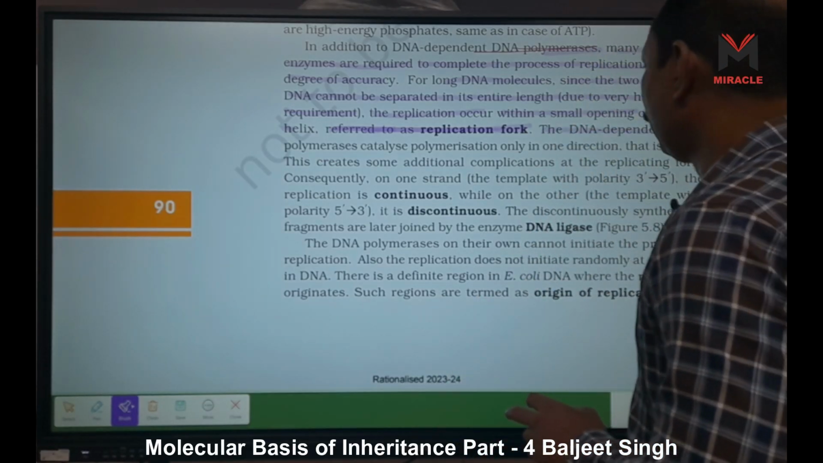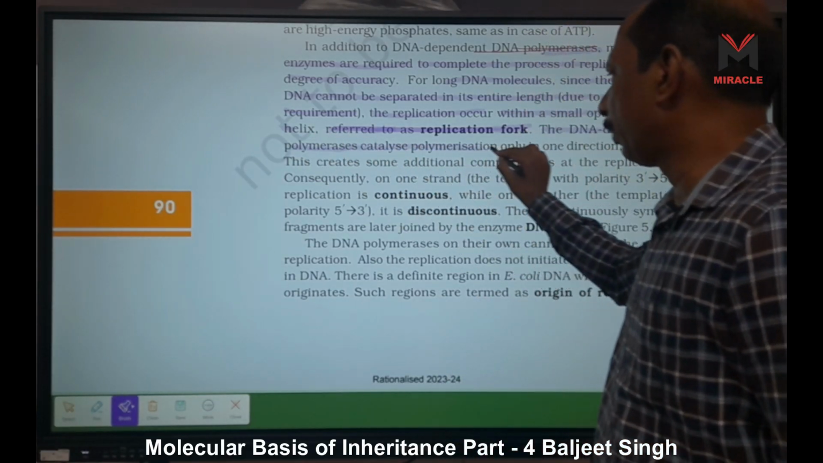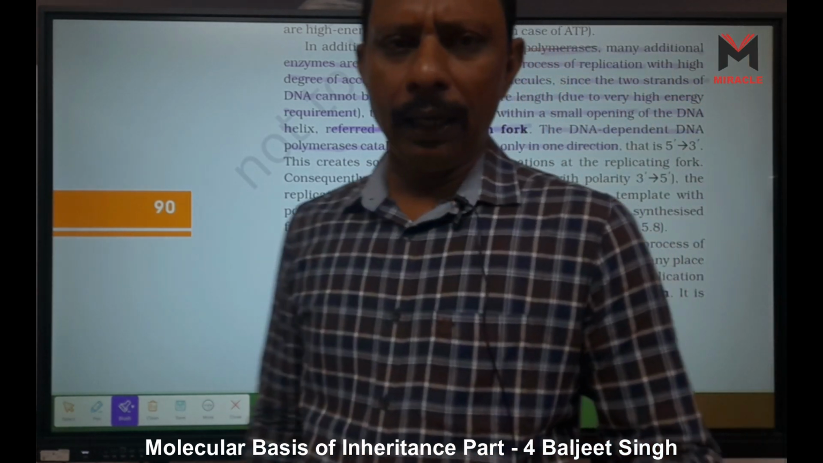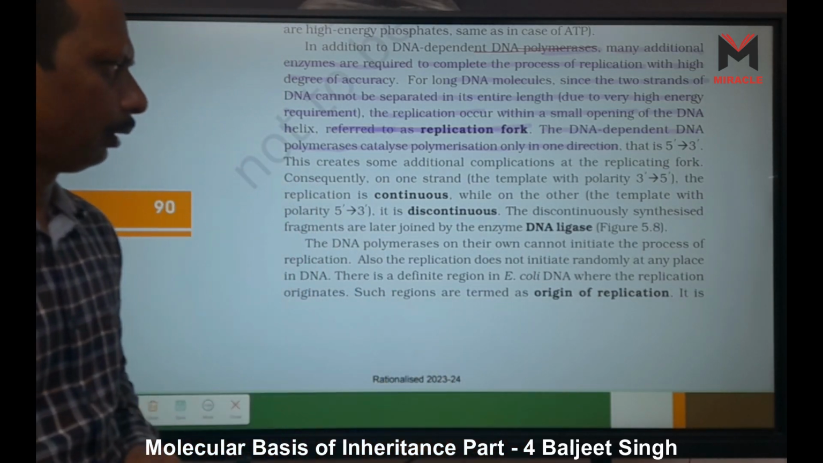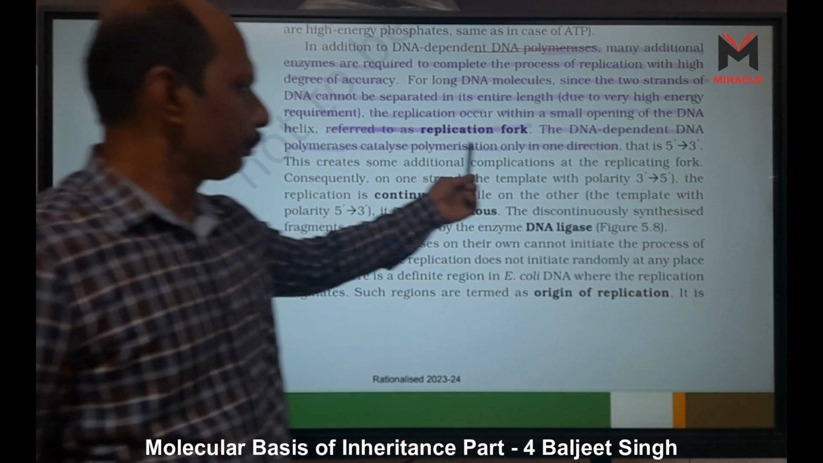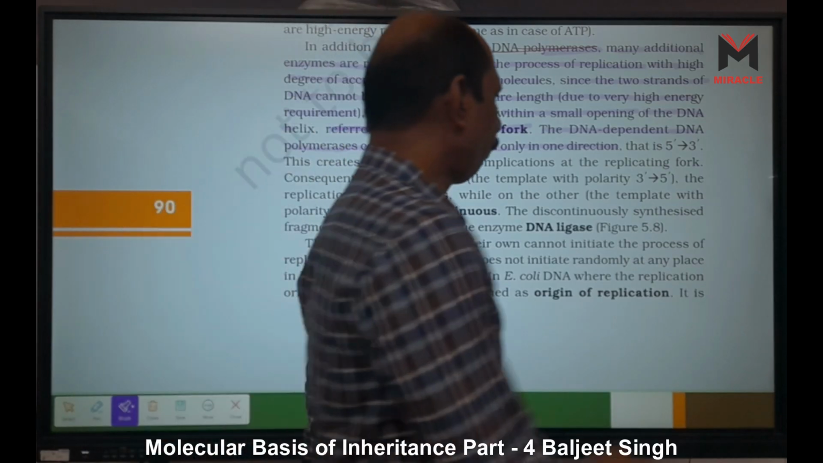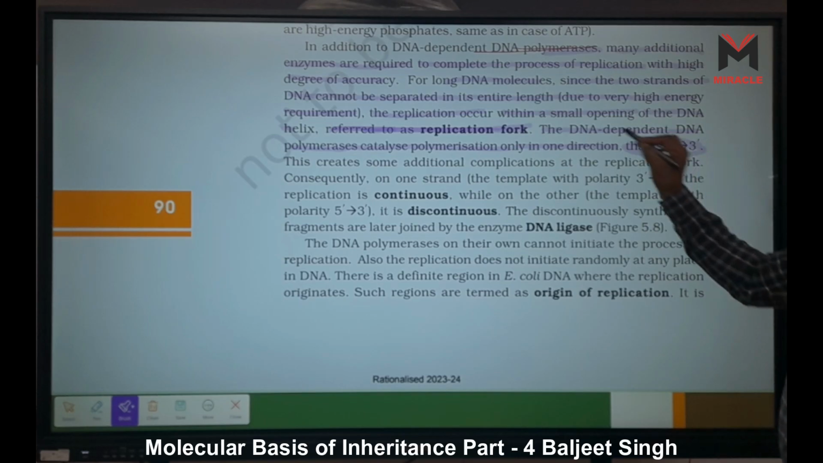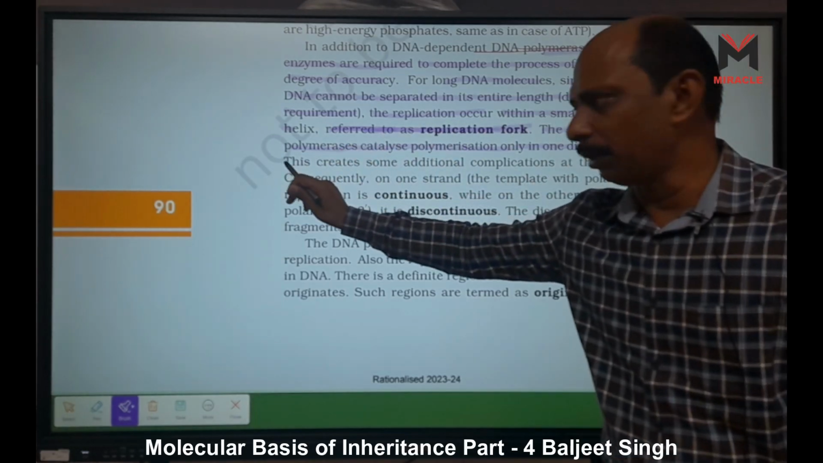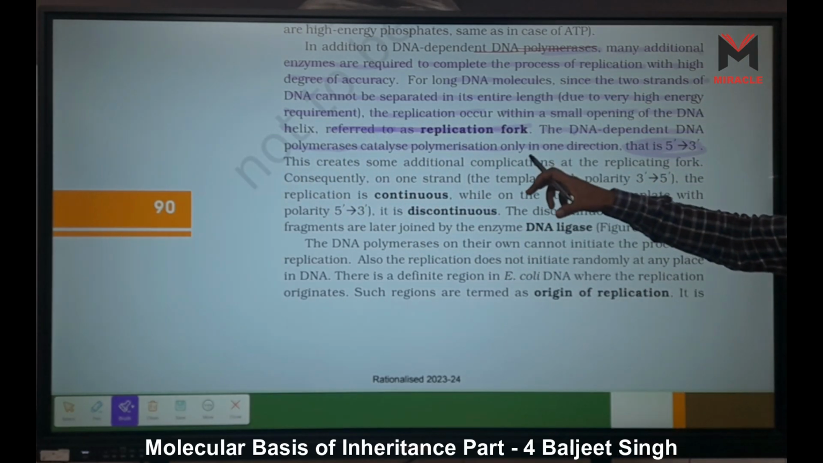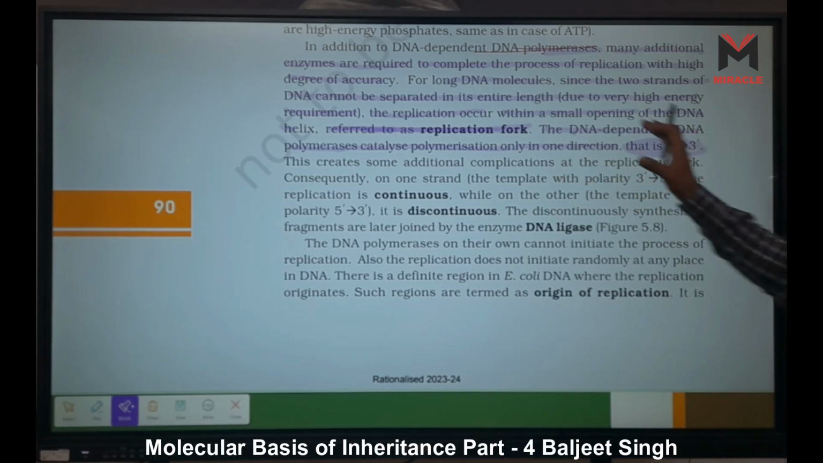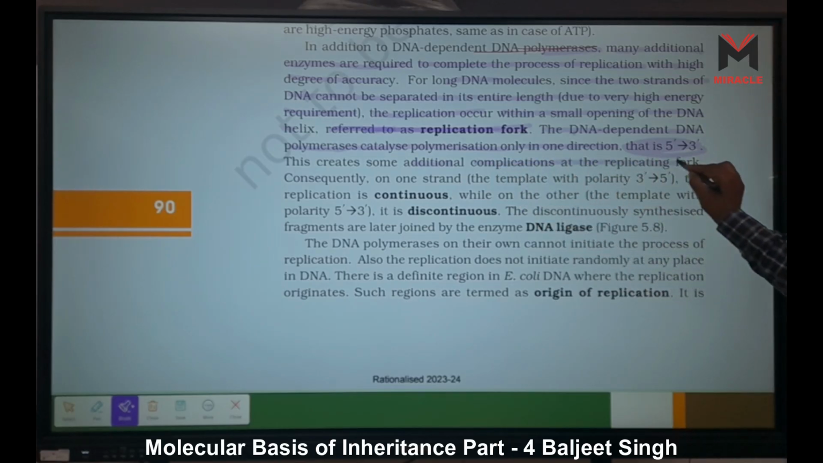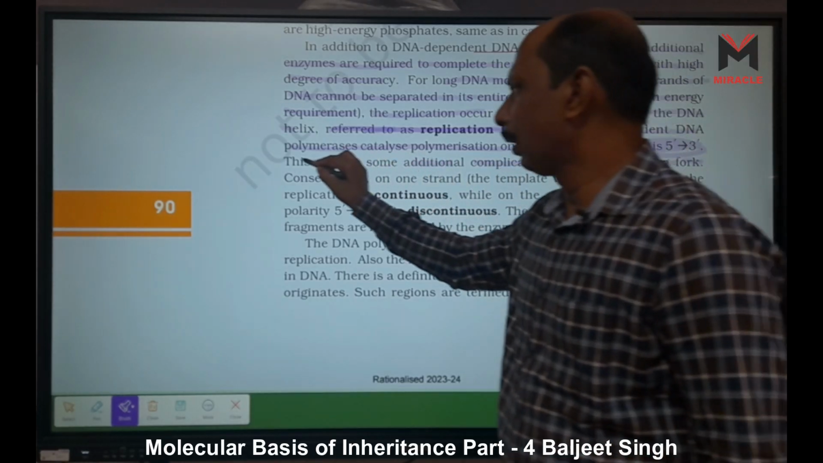The DNA dependent DNA polymerase catalyzes polymerization only in one direction. That is it. You always have to remember that this polymerization occurs only in the 5' to 3' direction. That is important. So DNA dependent DNA polymerases catalyze the polymerization only in one direction, and that is 5' to 3'. This creates some additional complications at the replication fork, right?